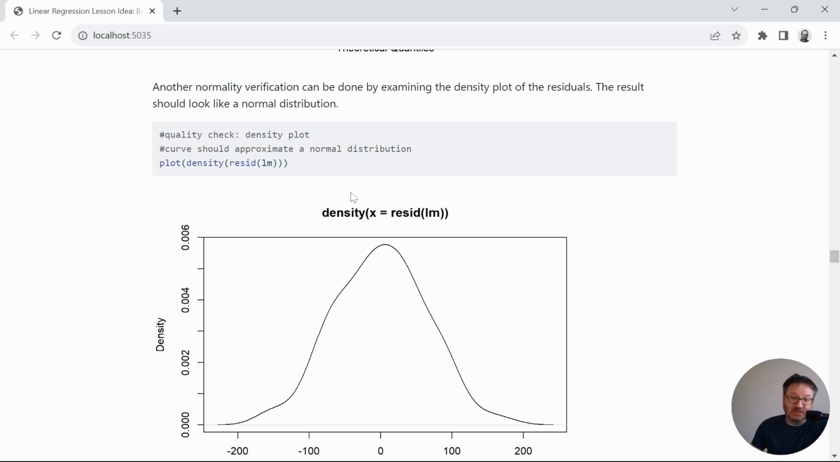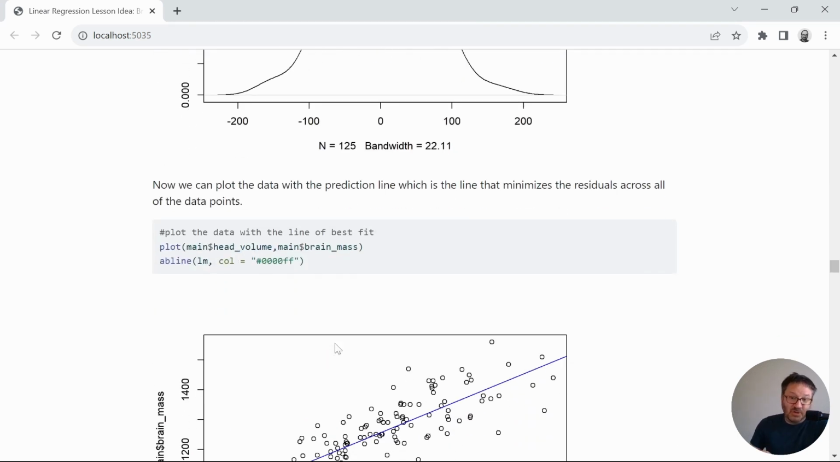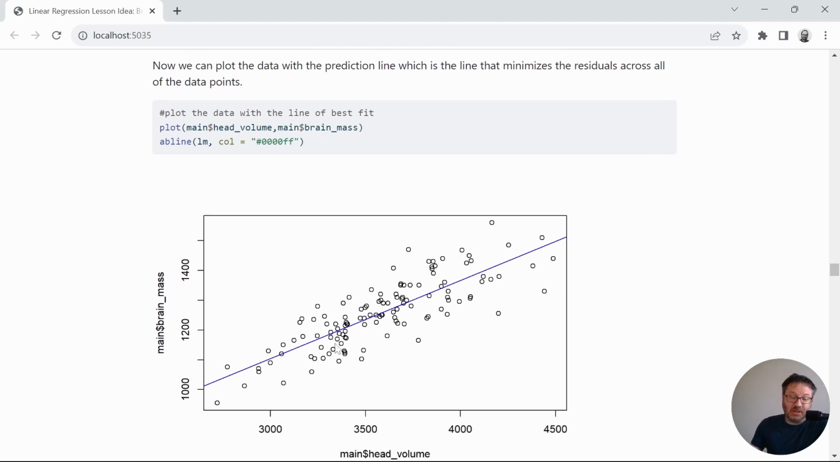And so again, this is a relatively straightforward thing to do here with the short command here. But the output is going to be a curve, and it should look approximately like the normal distribution. And in this case, that's what we see. It looks okay. Now we can move on to check out the model in the context of our data points.